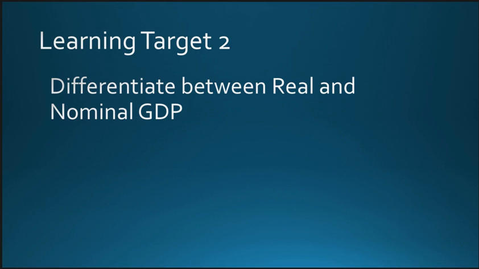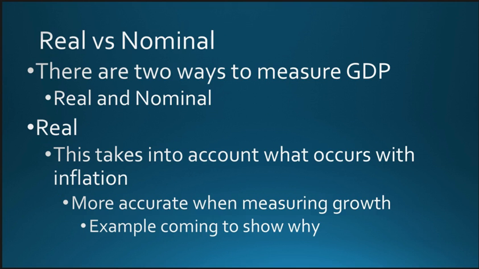Hopefully you finished up. So here's our second learning target. We're going to differentiate between real and nominal gross domestic product. There are two types. Typically, this is one topic that students struggle with each year, so you might have to review this a few times. I'll try and break it down as simply as I can. There are two ways to measure gross domestic product. That's going to be real and nominal.